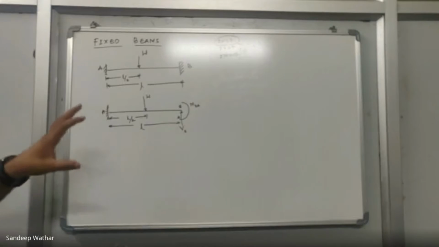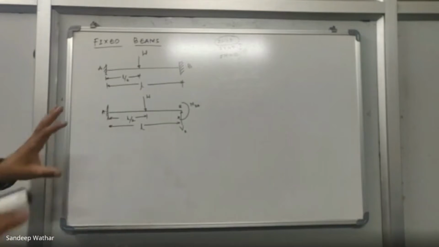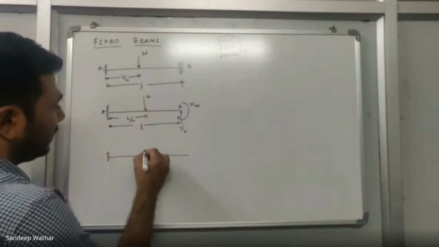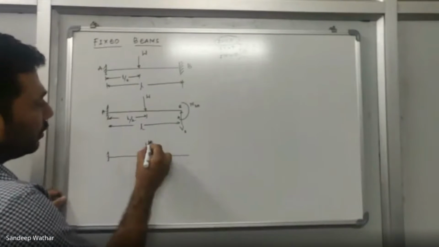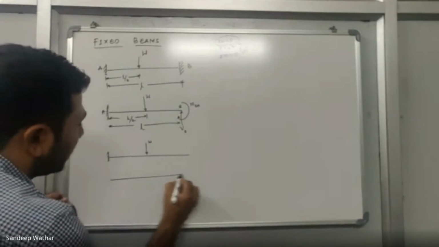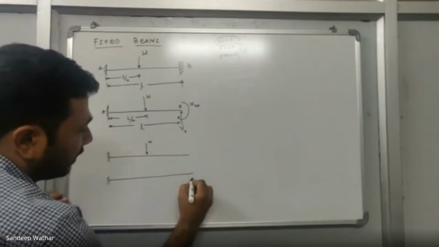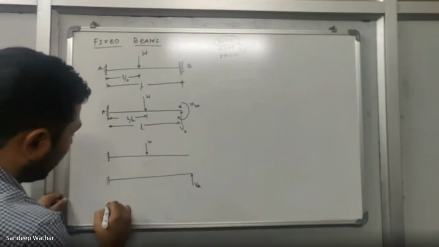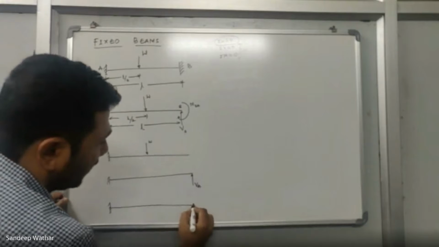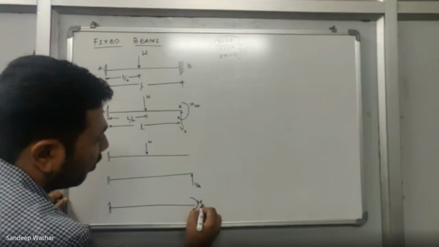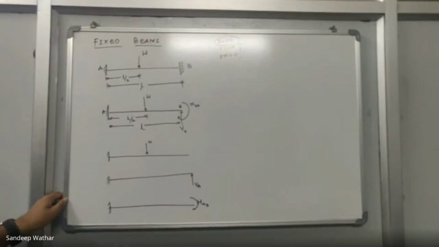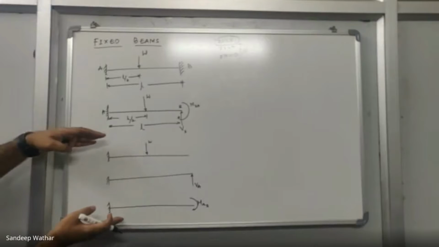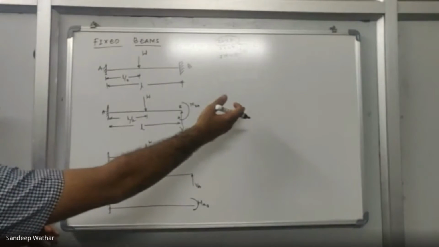Now I'll divide this structure into three parts. The first part is that I'll take the cantilever and apply only this load W. In the next scenario, I'll take this cantilever beam and apply only the vertical reaction. This is the first case, this is the second case, and this is the third case, where I'm applying only the moment reaction. I hope you understood this. The same beam I have taken and divided into three parts. I am trying to apply the principle of superposition here.